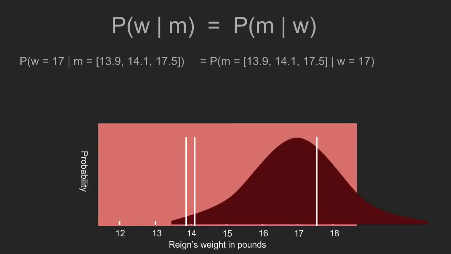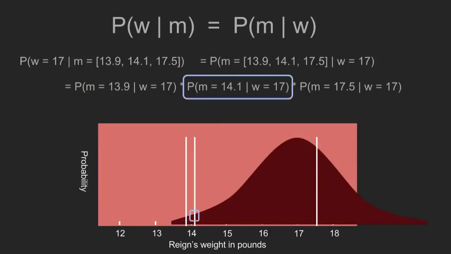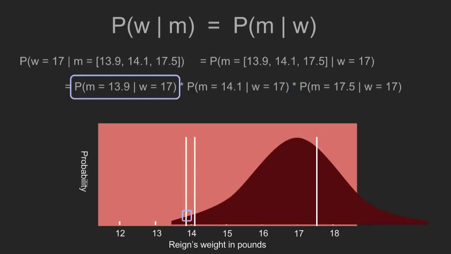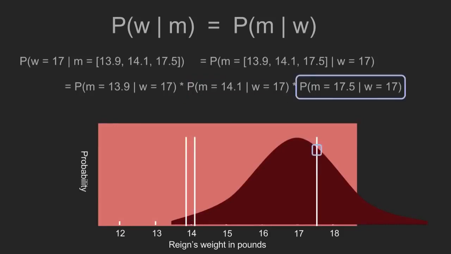So to calculate now the probability of our measurements occurring, given this weight, we find the probability of each individual weight occurring, and we multiply that times that times that. Now these two are pretty small. When you multiply two small things together, they make something very small. So the probability of her being at 17 pounds is pretty small.